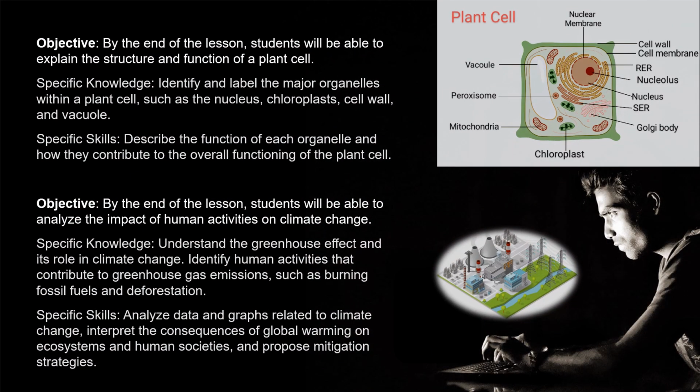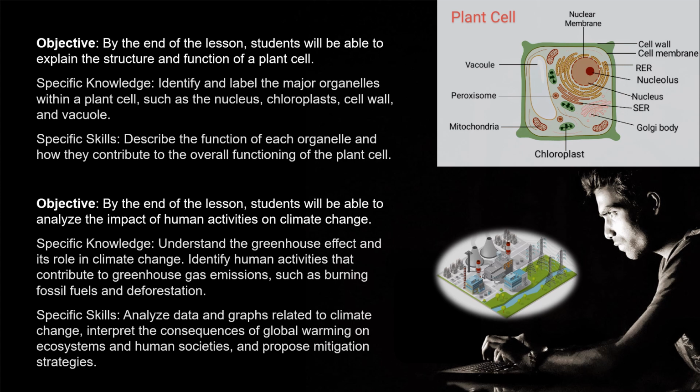Objective: by the end of the lesson, students will be able to explain the structure and function of a plant cell. Specific knowledge: identify and label the major organelles within a plant cell, such as the nucleus, chloroplasts, cell wall, and vacuole. Specific skills: describe the function of each organelle and how they contribute to the overall functioning of the plant cell.